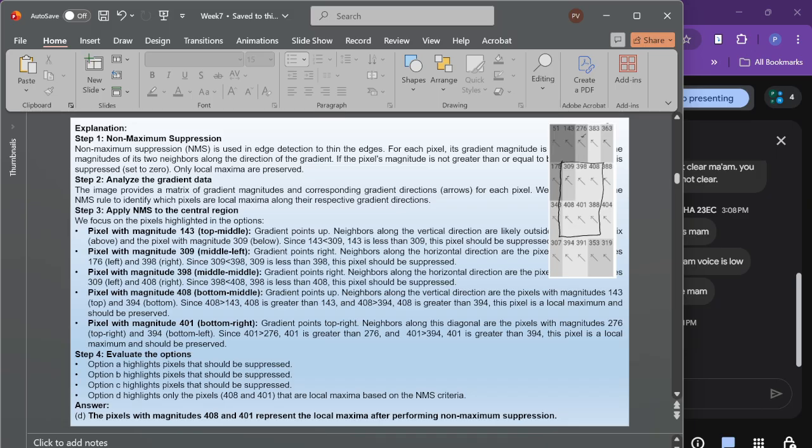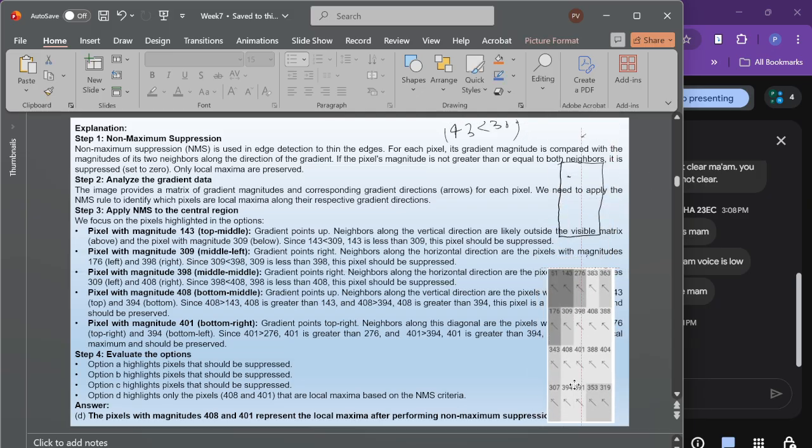Now if you compare these two pixels, 143 is less than 309. So this pixel should be suppressed. Now we will check for the next pixel.